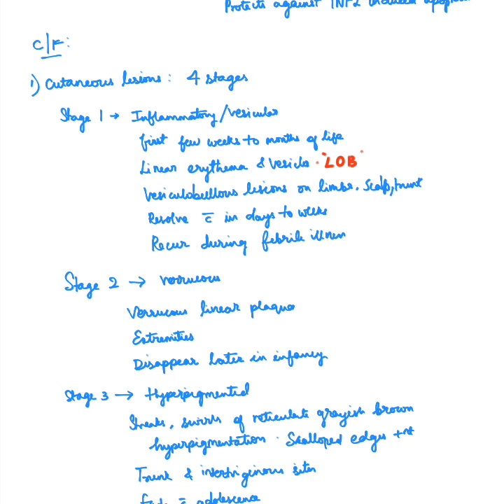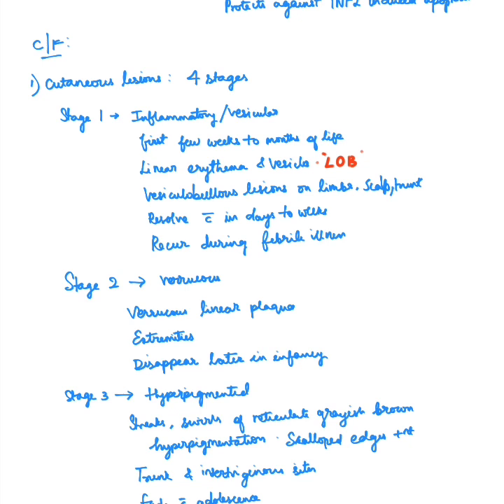So there are going to be cutaneous manifestations as well as extracutaneous manifestations. These cutaneous lesions occur in 4 stages. It is important to note that the sequence of these stages is very irregular and their duration is variable, and there may be overlapping between the stages.